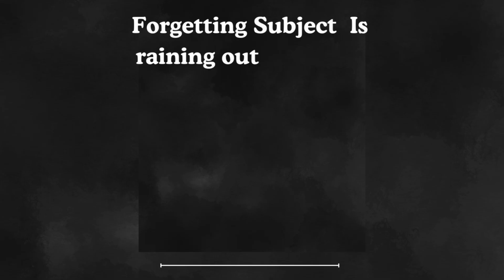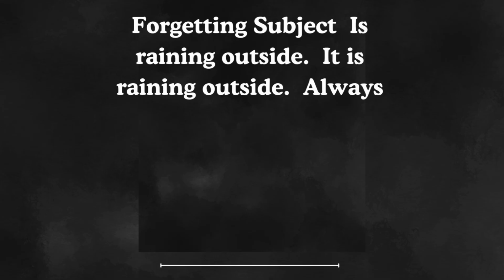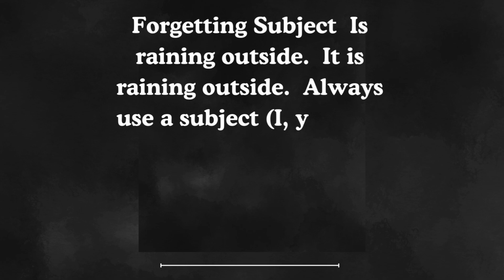Forgetting the subject. "Is raining outside." Correct: "It is raining outside." Always use a subject, I, you, he, she, it, we, they, in English sentences.